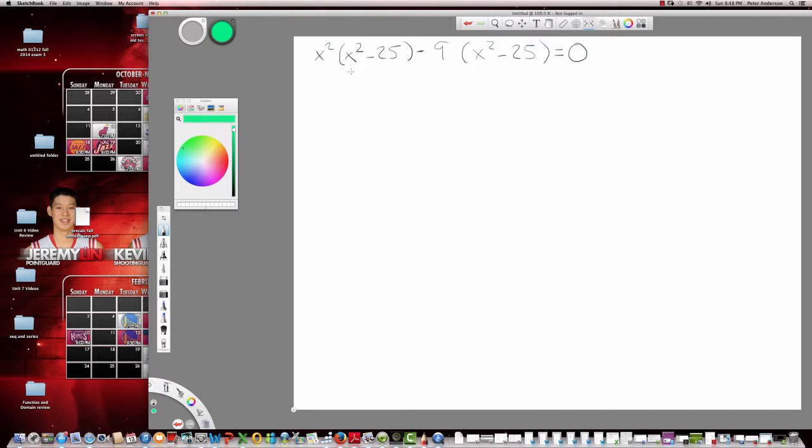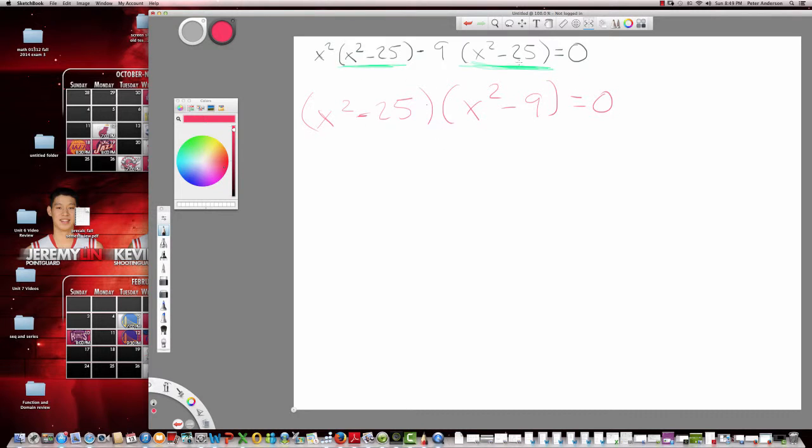All right, so what you'll notice when you look at this problem is you're going to see very quickly that these two binomials match up. So what we can do is factor these two binomials out. And if we do that, we end up getting x squared minus 25 times x squared minus 9 equals 0.